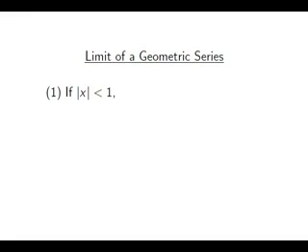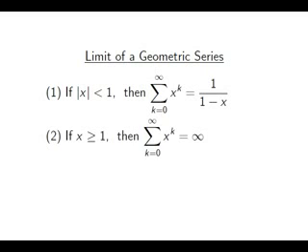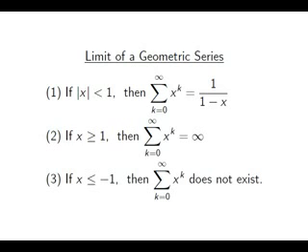Firstly, if x is strictly between plus and minus 1, or in other words, if the absolute value of x is less than 1, then the geometric series converges, and we even know it converges to 1 over 1 minus x. Secondly, if x is greater or equal to 1, then the geometric series diverges to plus infinity. Thirdly, if x is less or equal to minus 1, then the limit of the geometric series does not exist.